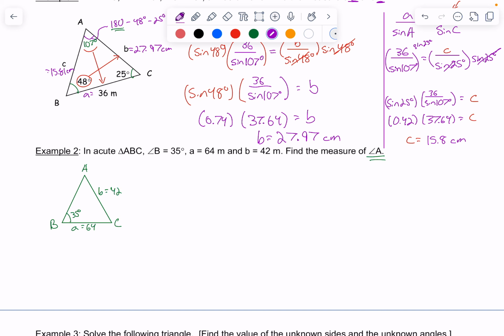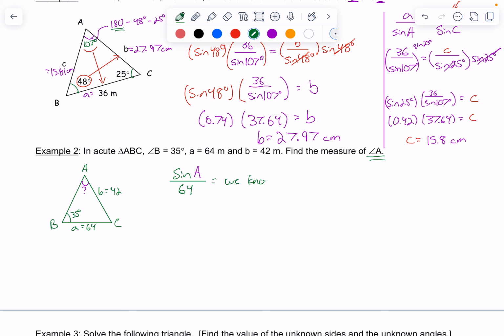So we are looking for this angle right here, okay? What we ultimately need to do is find this angle A that I put in purple, and we have to set up our ratio. We have its opposite, 64, but we need to set it equal to something we know, okay?